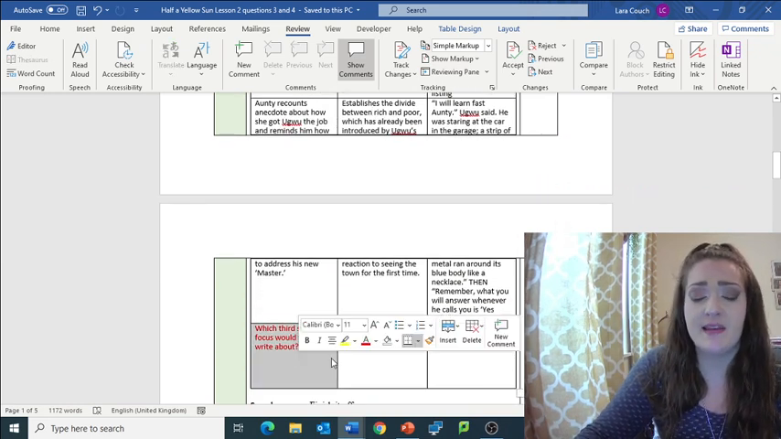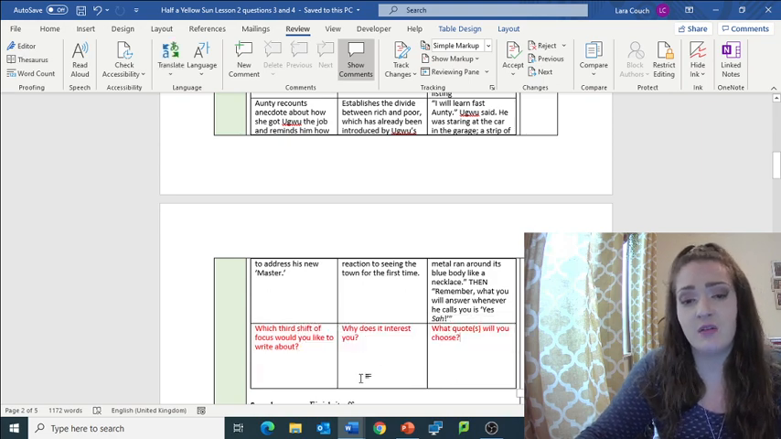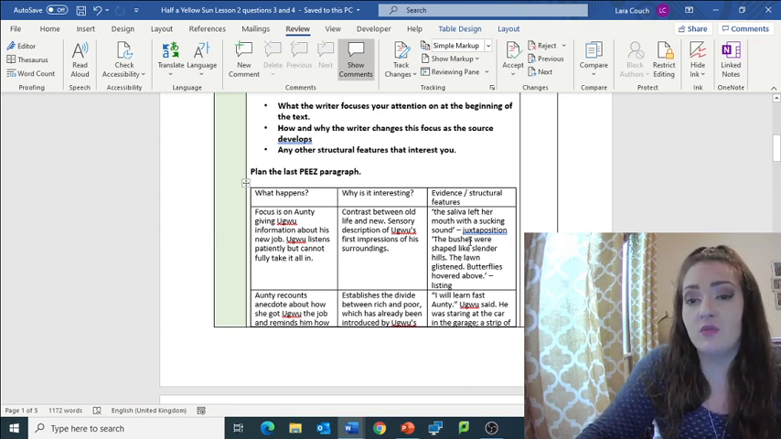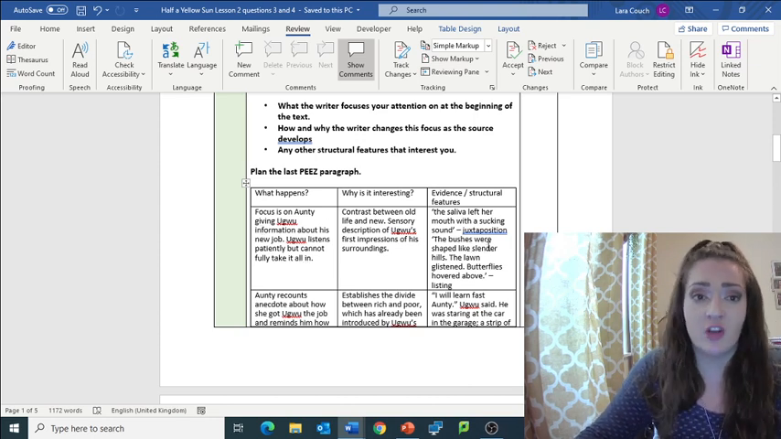This one's purposely been left less blank for you to plan it yourself. What's the third focus you'd like to write about? You could ignore this planning grid and do your own interpretation of it.